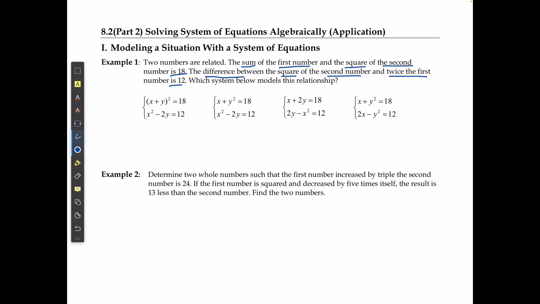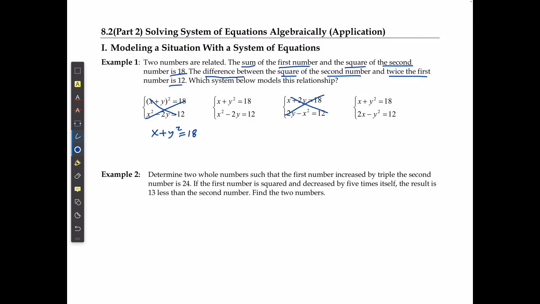Well, first, if I look at the first sentence, the sum of the first number and the square of the second number is 18. It looks like in all these cases the first number is x and the second number is y. So I would say that the sum of the first number and the square of the second number is 18. Well, that eliminates this one and this one right away.